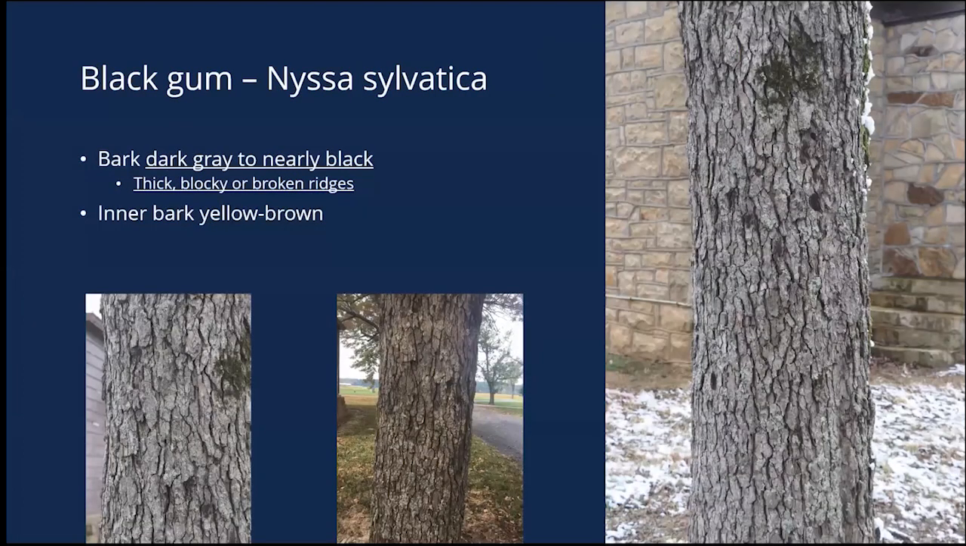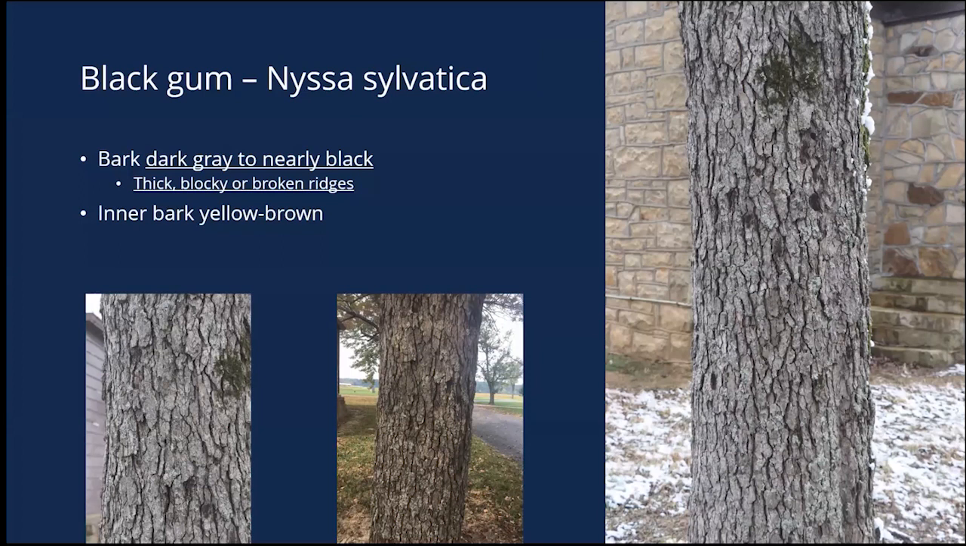Black gum bark is dark gray, sometimes nearly black in color, thick, blocky, maybe broken ridges, may look a little bit like persimmon, something like that, or black oak even. The inner bark tends to have a yellow-brown coloration to it. But it's hard. It's almost a nondescript bark, but the thick, blocky, broken ridges to me stand out. It's got a beautiful color to it, but it looks like several other species, and that makes it somewhat difficult to identify.